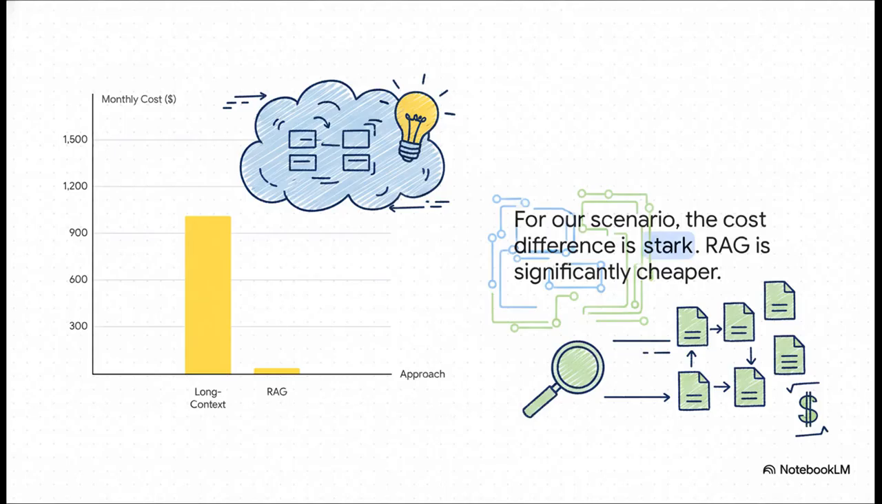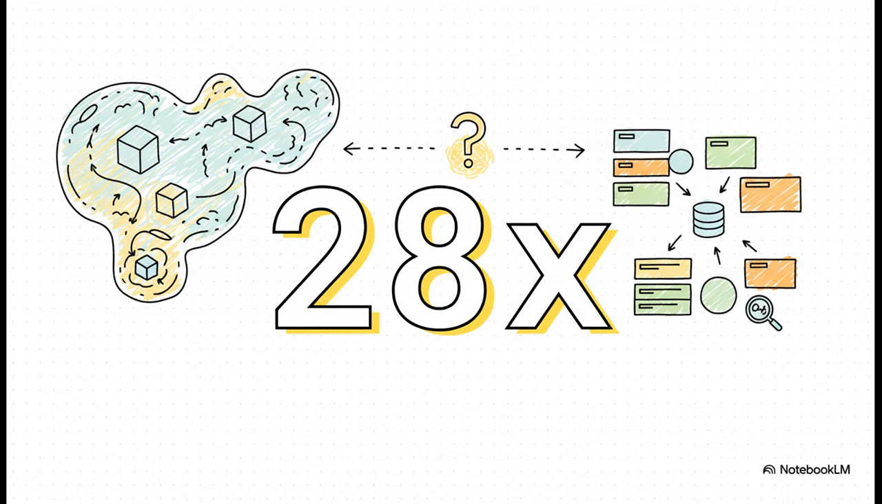And wow, the results are not even in the same ballpark. With the long context approach, you're literally paying to process that entire massive document for every single query. And that's what jacks the cost up to over $1,000 a month. The RAG approach, on the other hand, a measly $36. I mean, just let that sink in for a second. For this really common situation, RAG isn't just a little bit cheaper, it's 28 times more cost-effective. That's the kind of number that gets a project greenlit or completely shut down.